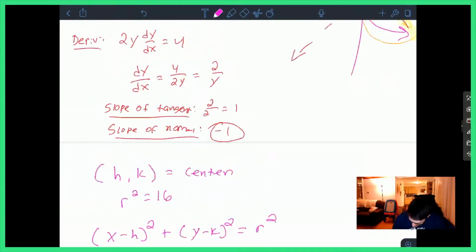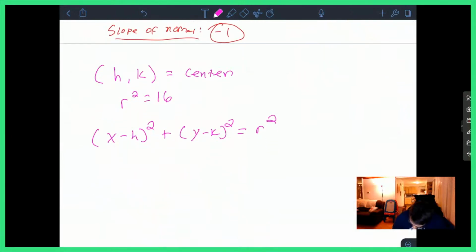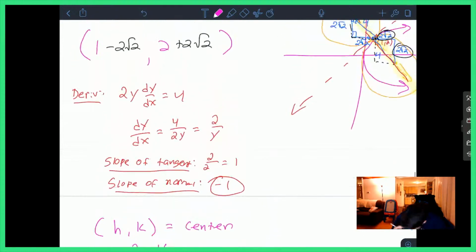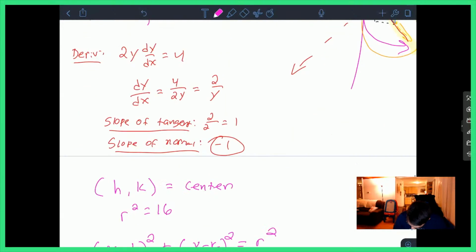So if I just plug my values in, I'm checking chat. Yes, that's correct. Thanks, CJ. So that is the equation of the circle. So it's just going to be x minus, and then I'll get my h value, which is the x coordinate of the center of the first circle. So I'm going to use this: 1 plus 2 root 2.